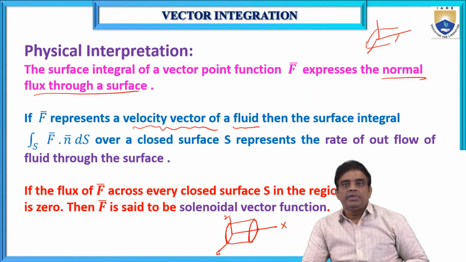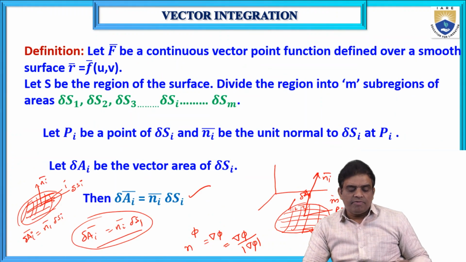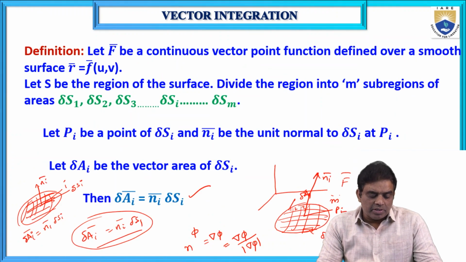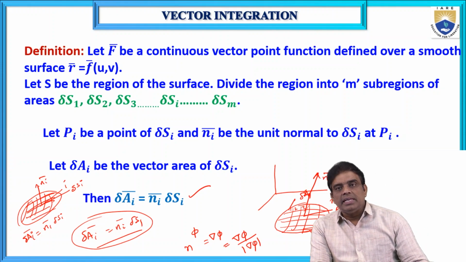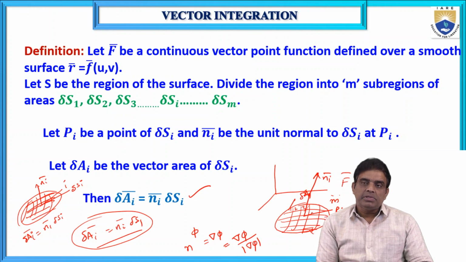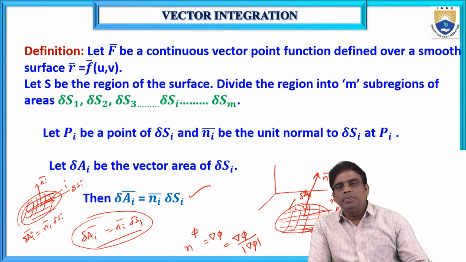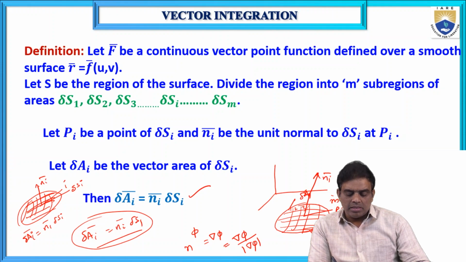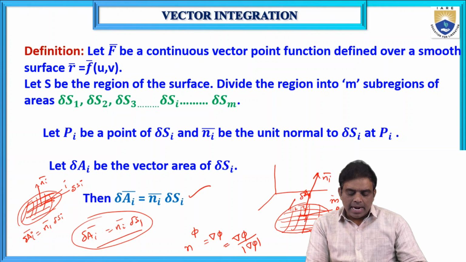So we have seen the definition, and I will go through it. Let f bar be any continuous vector point function defined over a smooth surface, and let S be the region of the surface. First divide the total region into m subregions whose areas are delta S1, delta S2, and so on up to delta Sm. Let Pi be any point in the ith subregion whose area is delta Si and whose vectorial area is delta Ai bar.